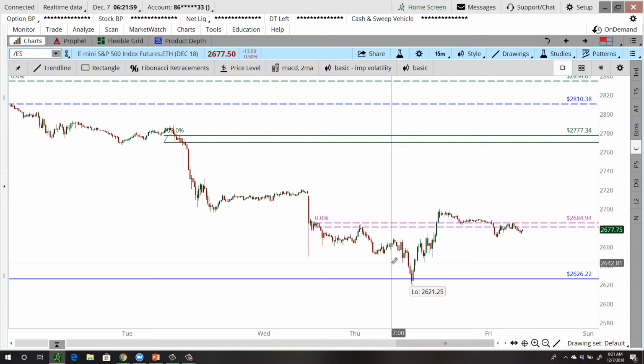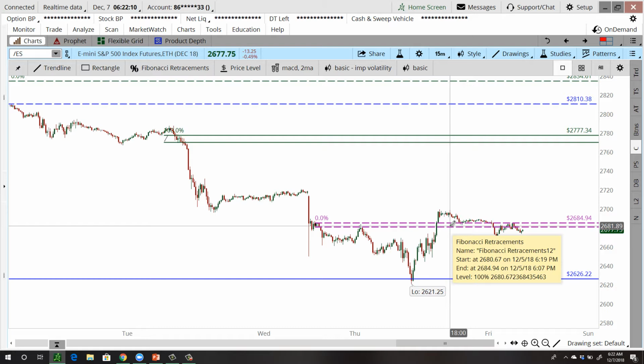Think of it like cookies in a cookie jar, right? We just took a few more of the cookies out of the cookie jar. And then the next time we came back up, there weren't enough cookies to make us happy. So we were unable to get the reversal for price to come back down.